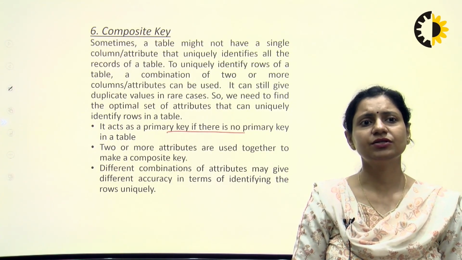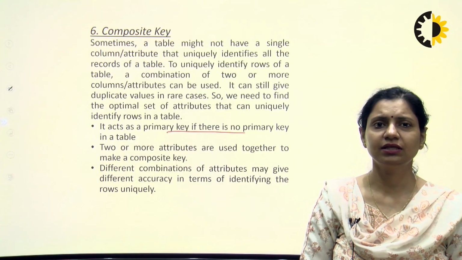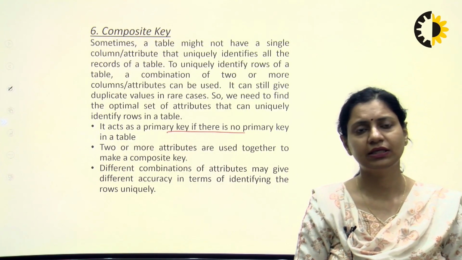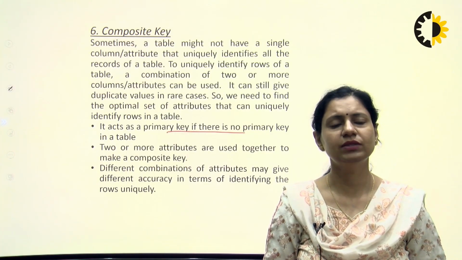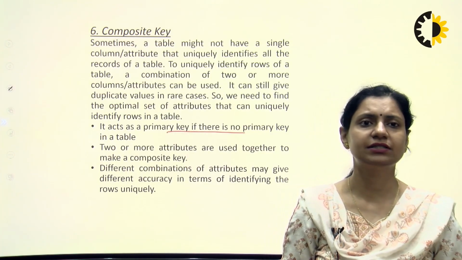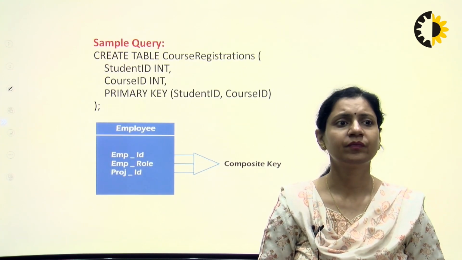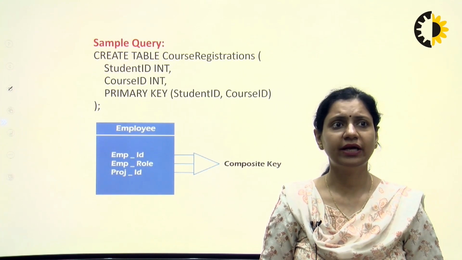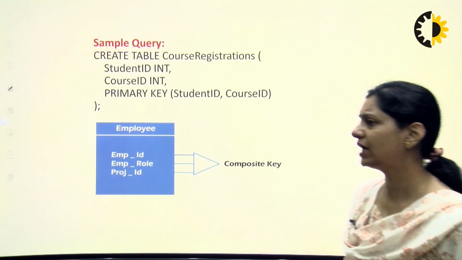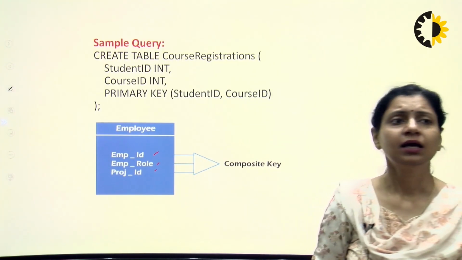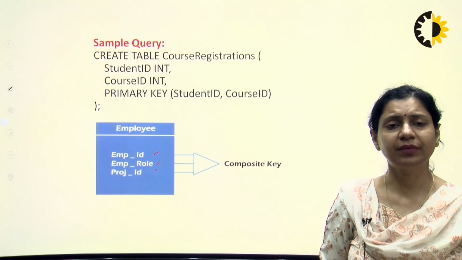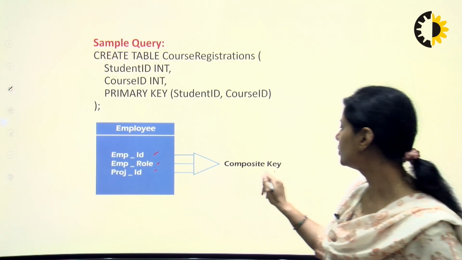Different combinations of attributes may give different accuracy in terms of identifying the rows uniquely. So it depends. We need to be very careful on how we select those keys in order to fetch the data from a relation. So we have the query for this. Suppose we have a table employee with employee ID, employee role, project ID, and we combine all these to form a composite key.